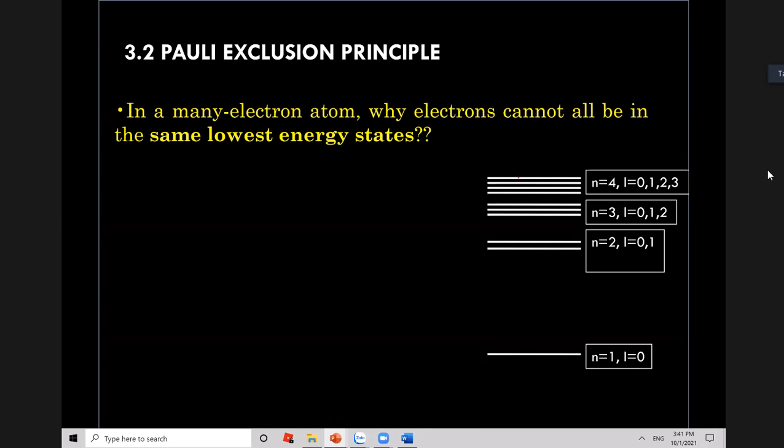Pauli exclusion principle. Yes, it is. I already said it is the Pauli exclusion principle.